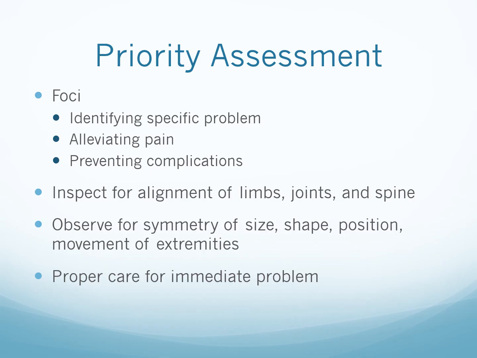And normal alignment helps maintain balance, posture, and efficient movement. So during inspection, we're looking for deformities, swelling, unequal limb positioning, curvature of the spine, any contractures. Also guarding behaviors. We also observe for symmetry of size, shape, position, and movement of the extremities. So we're comparing one side of the body to the other.